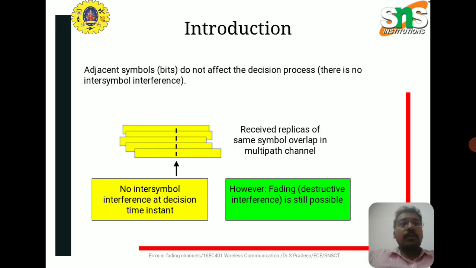Adjacent symbols do not affect the decision process if there is no intersymbol interference. No intersymbol interference at decision time instant. Received replicas of the same symbol overlap in multipath channel. However, fading is still possible.